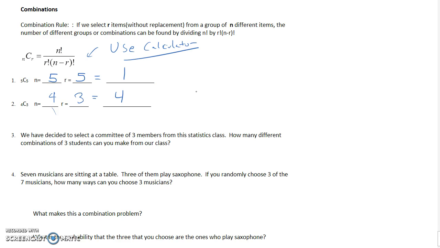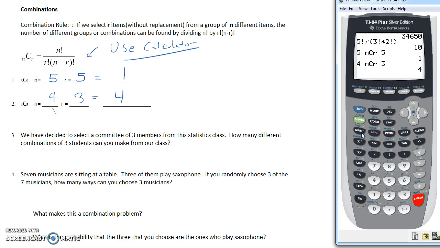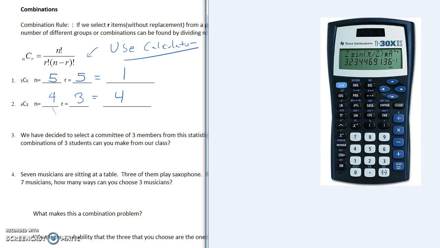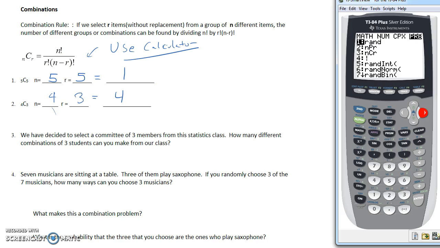Okay, just to remind you, to get to the probability functions, you go to math, and then you arrow over to probability. If it's a factorial, you just type in the number first, then select it. If it's permutation or combination, you put the total number you have first, then you go to this probability key, hit enter, and then you put in the number that we're choosing. If you have a TI-30, same thing, but you're going to use this probability button right here.